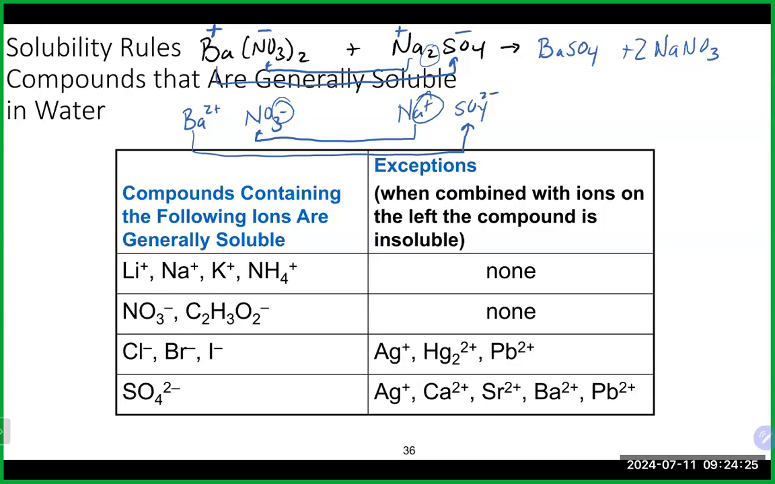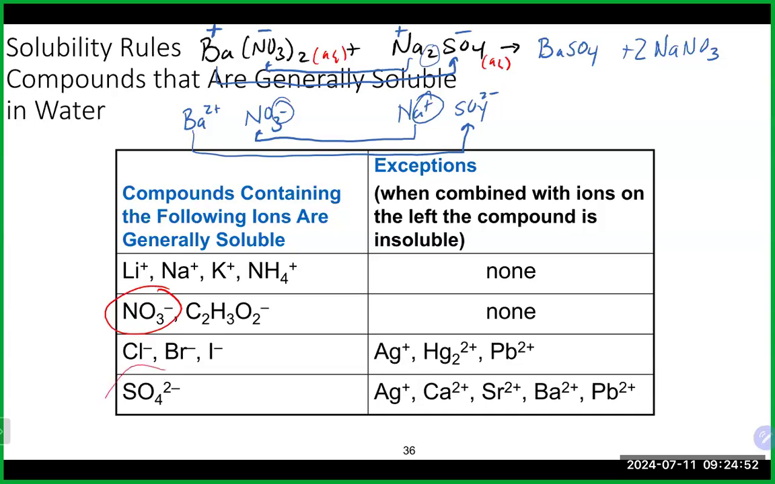Now that we have our correct equation, we want to use our solubility rules to determine solubility. So barium nitrate, it's really the nitrate there. As soon as I see that, it tells me it's going to be soluble. There are no exceptions, so that should be aqueous. Sodium, as soon as I see the sodium, I know it's going to be soluble because there are no exceptions. So this will also be aqueous and soluble.